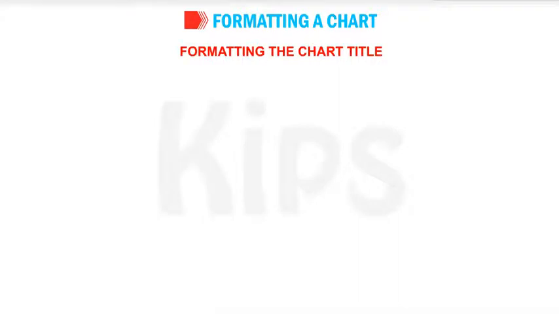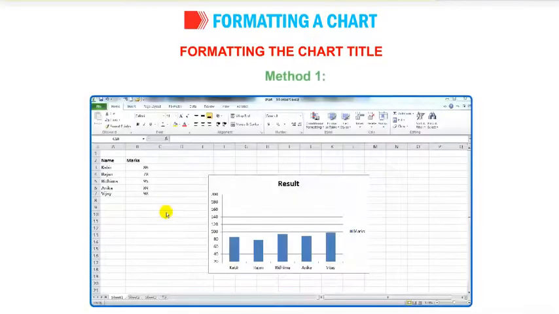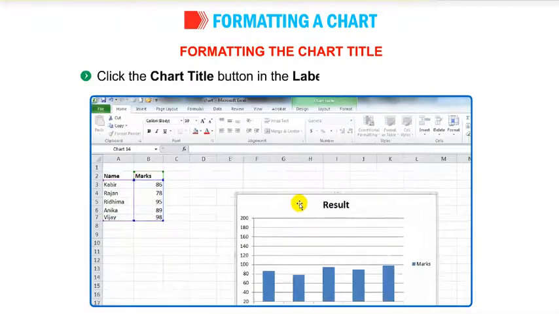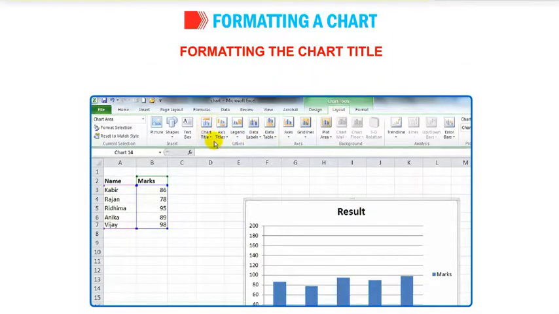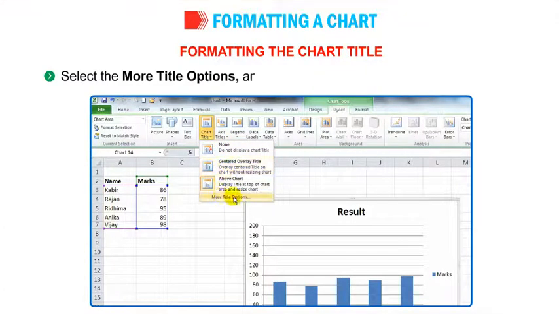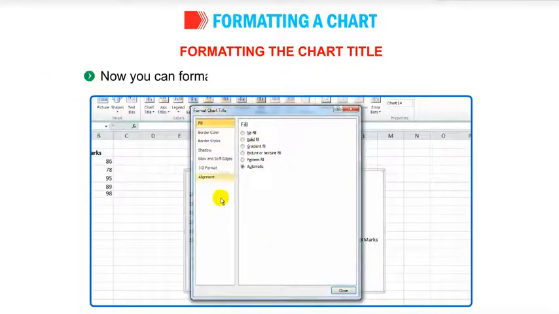Formatting the chart title. After assigning a chart title, you can also format it. There are two ways to format a chart title. Method 1. Select the chart title. Click the Chart Title button in the Labels group on the Layout tab. A drop-down menu will appear. Select the More Title options and the Format Chart Title dialog box appears. Now you can format your chart title by using the available options.